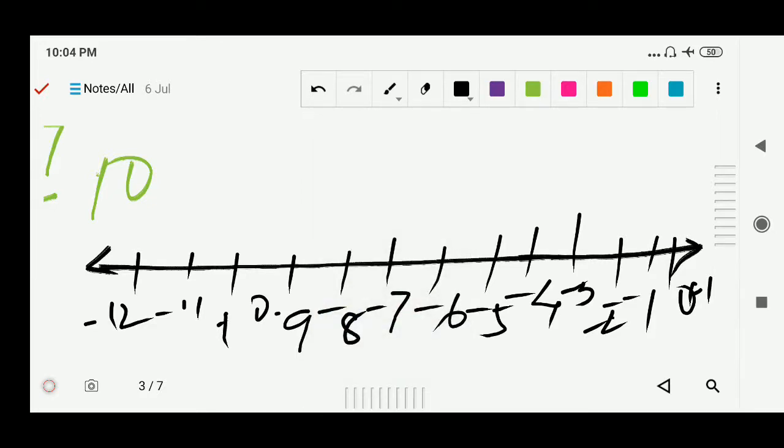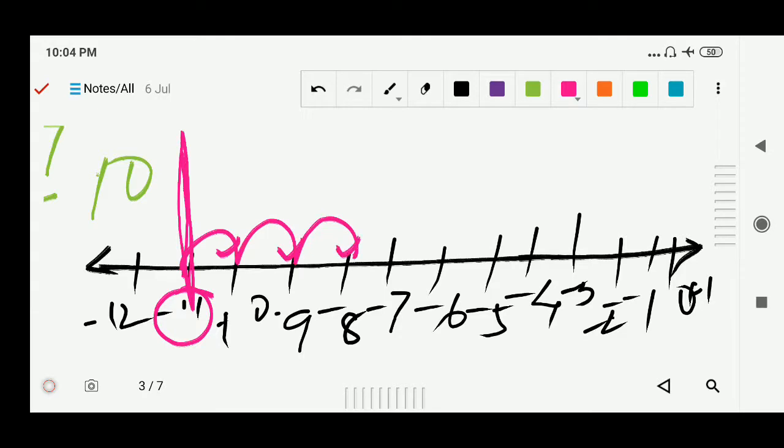Then what I have to do in the question, it is saying 6 more than minus 11. So where is the minus 11? Here is the minus 11. More means you have to go to the right side. More means add, so we have to go right. How many? By 6. So first come here, second, third, 4, 5 and 6.